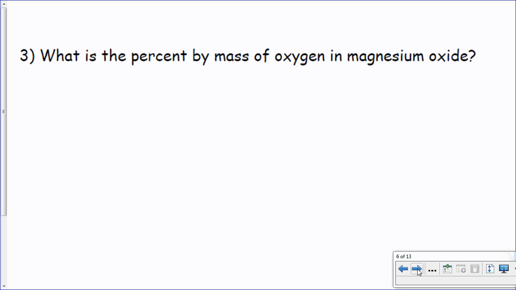Let's see. This problem has one more precursor step because it's asking what's the percent by mass of oxygen in magnesium oxide. The only thing that you don't know is the formula here.